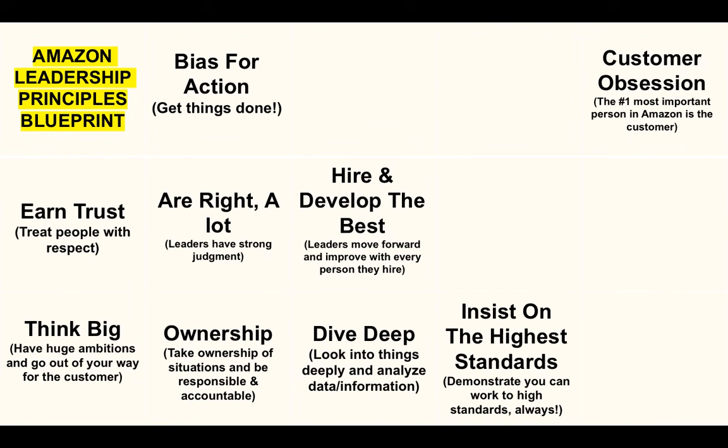Ownership. Are you somebody, and you should be as a leader, who takes ownership of situations and you are responsible and accountable? Have you ever worked for a company where somebody in the team says, when something goes wrong, that's not my fault, it's somebody else's fault? That happens a lot in organisations, but it doesn't happen in Amazon. So people in Amazon, leaders, will take ownership. Yes, we will take ownership of that situation. Let's resolve it and get it sorted out. So you need to be somebody who takes ownership.